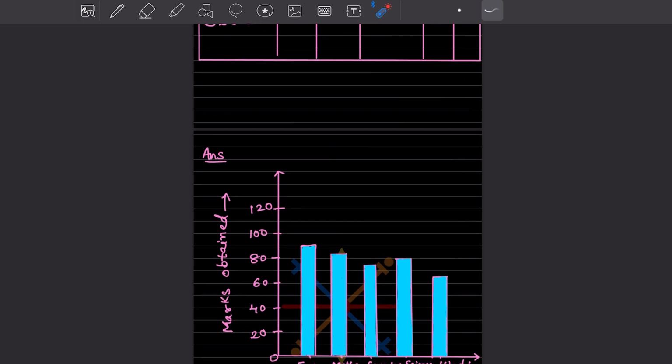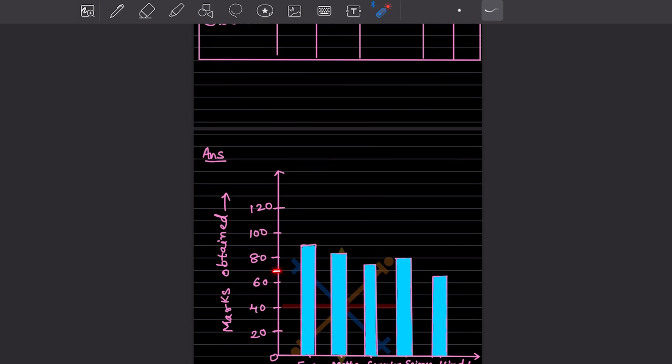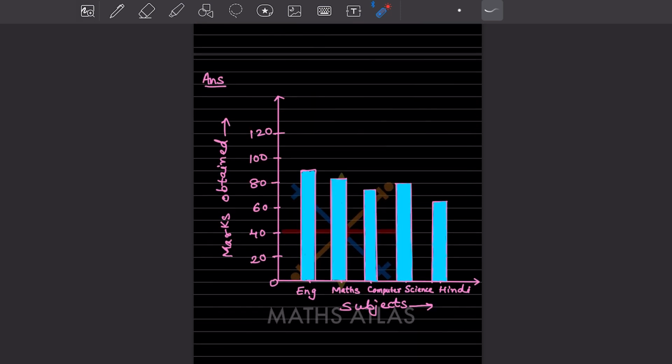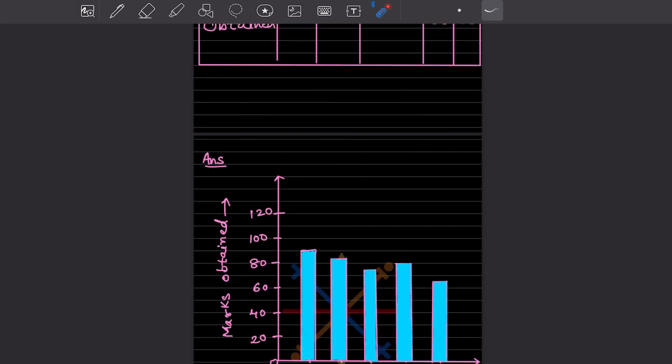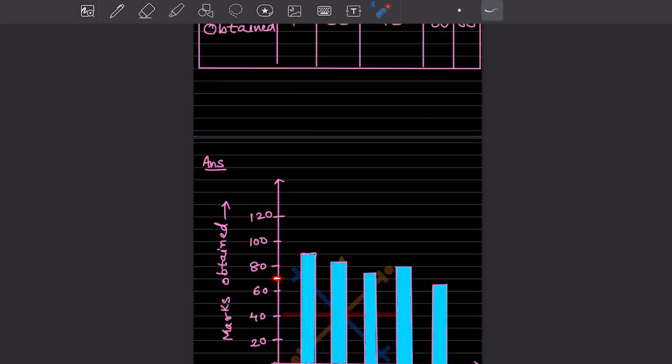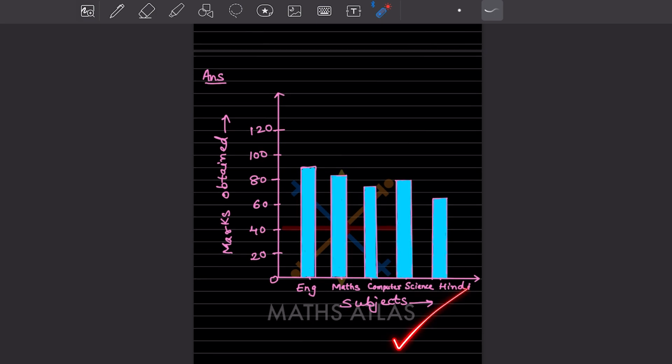Then 75. This is 70, so 75 will be between 70 and 80, and this line should be here. And then 80. 80 is here. Then 65. 65 means this is 70, so it will be in between 60 and 70. So I hope this is clear. So this is the bar graph.